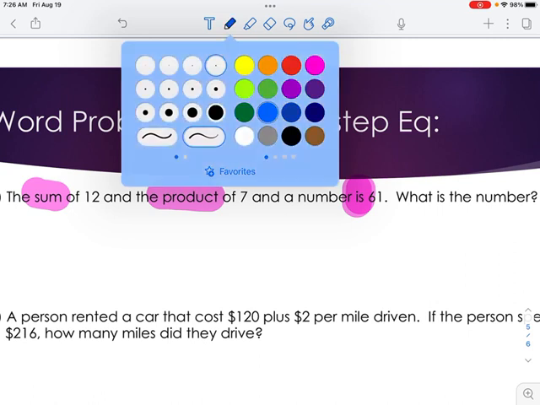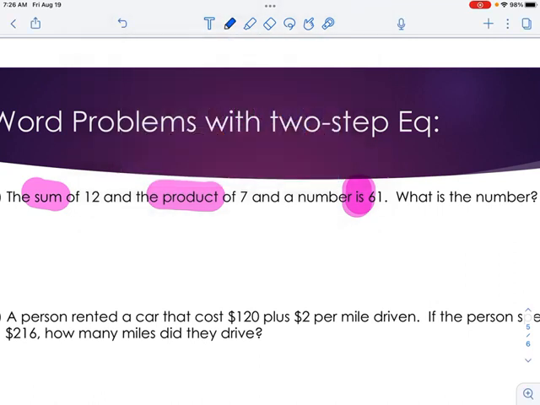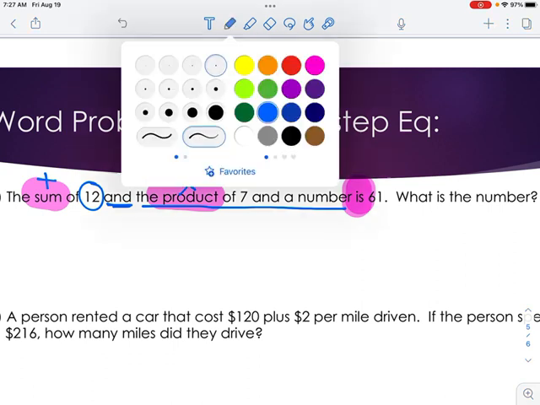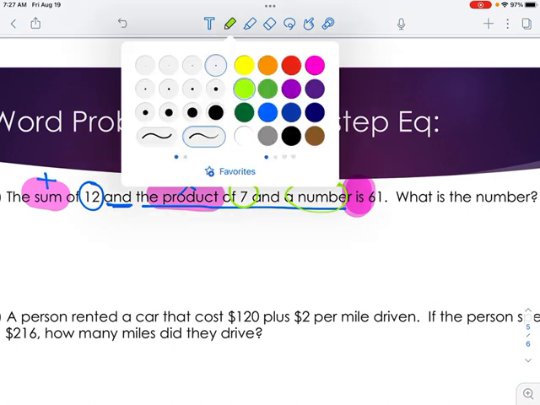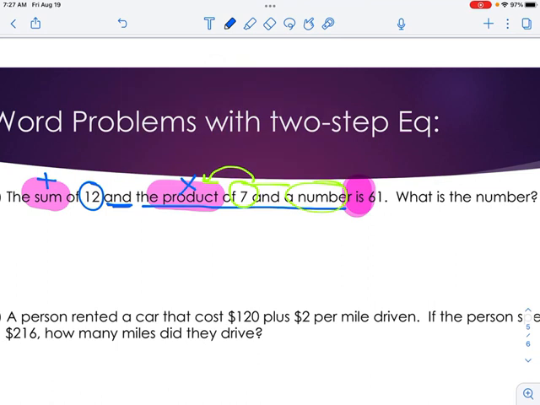Okay, so let's go back now and see what these words mean. Hopefully we remember the other day we talked about it. Sum means addition. Well, what am I adding? Well, I'm adding 12 and the product of 7 and a number. Okay, now what does the word product mean? Product means multiplication. Well, what am I multiplying? I am multiplying 7 and a number. Okay, so these go to the multiplication step. Then my last one here is the word is. And is an equal sign.